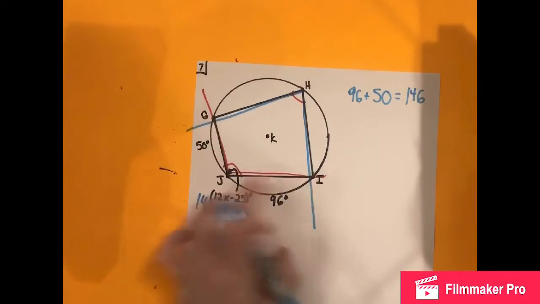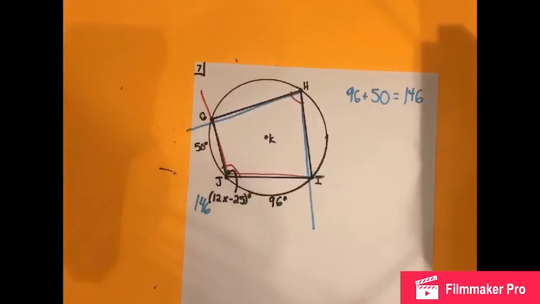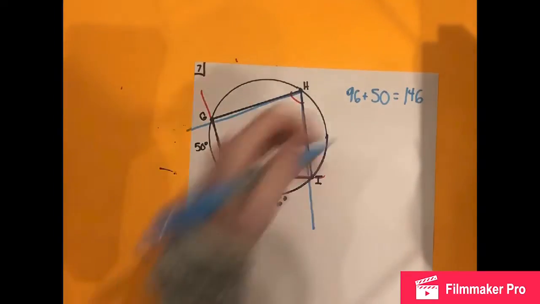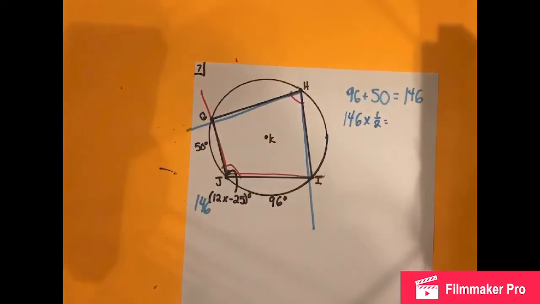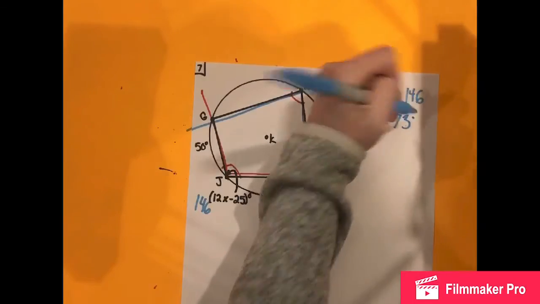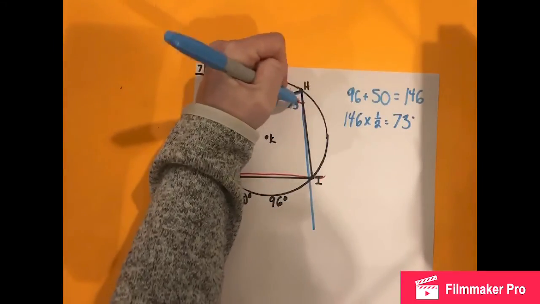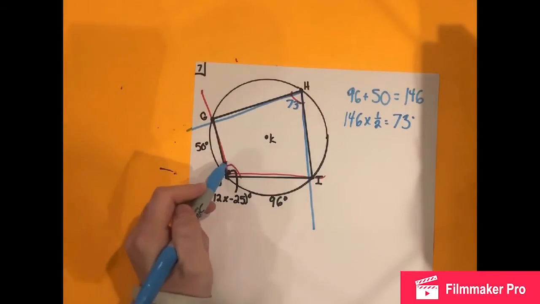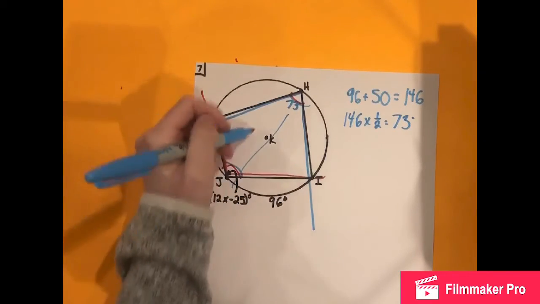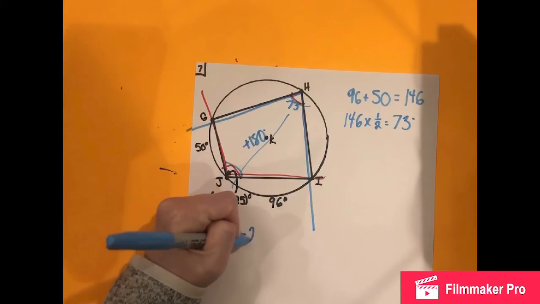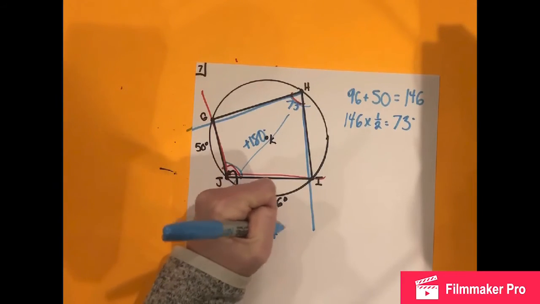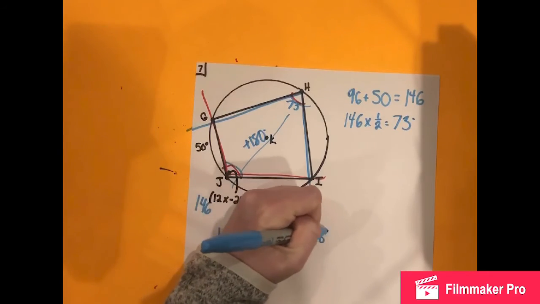If this whole thing is 146, I want to find the actual inscribed angle. All I'm going to do is half it. So I'm going to take 146 and multiply it by 1/2. Half of that, I get 73. So I'm going to put 73 in here. Not done, but at least I know where I'm probably going at this point. The two of them have to add up to 180 degrees. So here I have 12x minus 25 plus 73 equals 180.